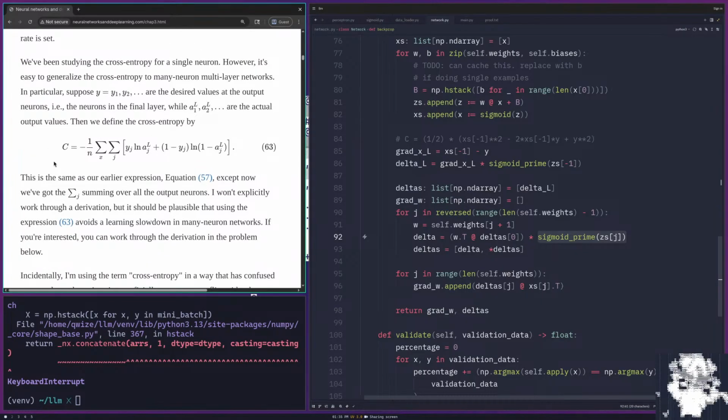We've been studying the cross entropy for a single neuron, however it's easy to generalize the cross entropy to many neuron multi-layer networks. In particular, suppose y = y1, y2, etc. are the desired values at the output neurons, i.e. the neurons in the final layer, while a1, a2, etc. are the actual output values. Then we define the cross entropy by C = -1/n Σx Σj [yj ln aj + (1 - yj) ln(1 - aj)].